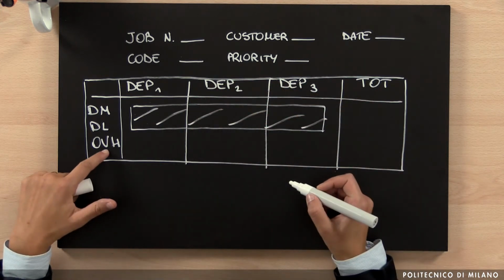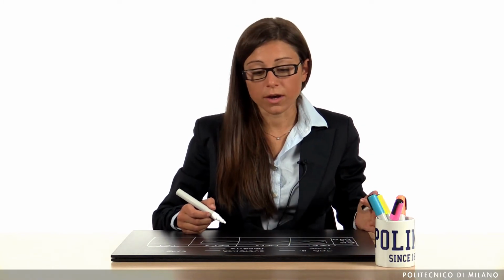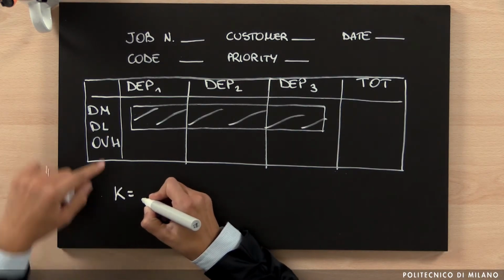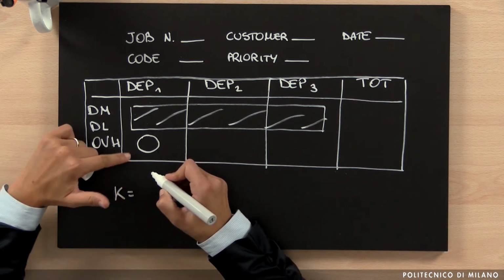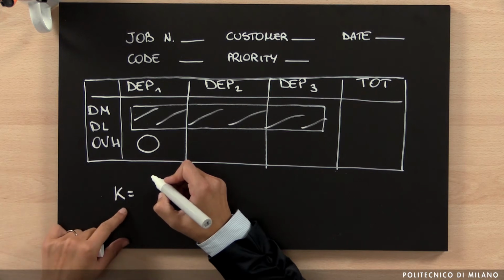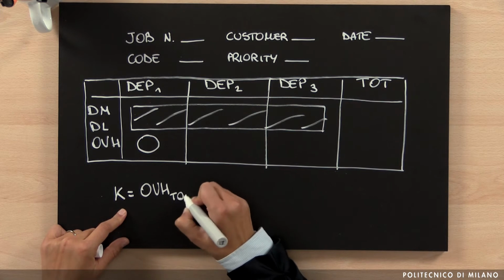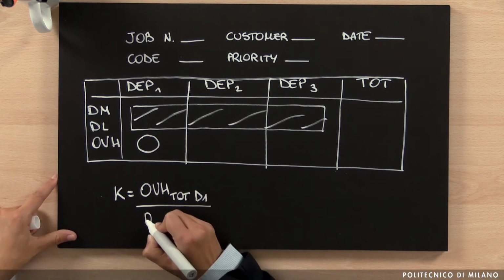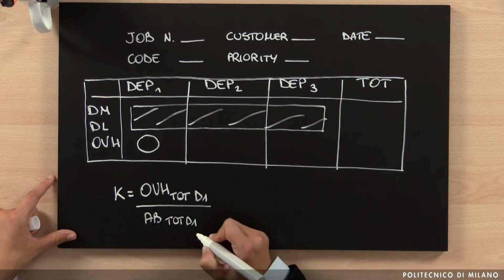We have instead this problem of allocation once we have the overhead. How can we assign the overhead to the department? By applying the traditional allocation formula. We simply need to calculate our K. Assuming that we want to calculate the overhead within department 1 for our specific job, we calculate K as the total overhead within department 1, divided by the total allocation basis within department 1.